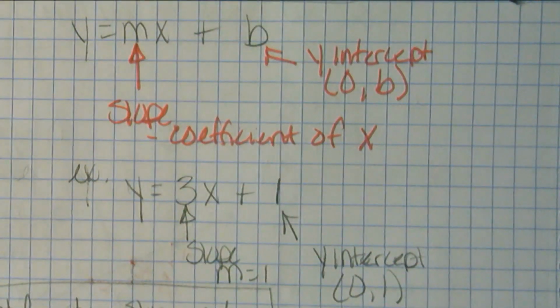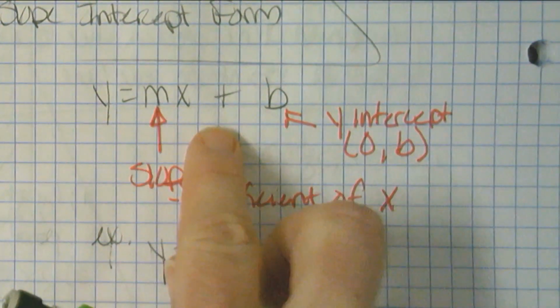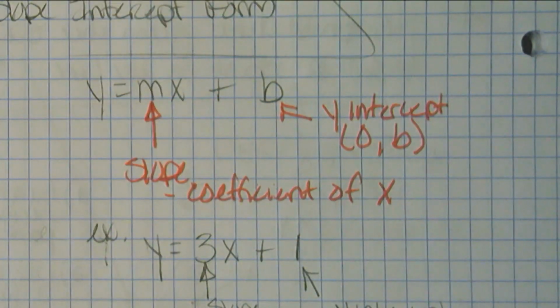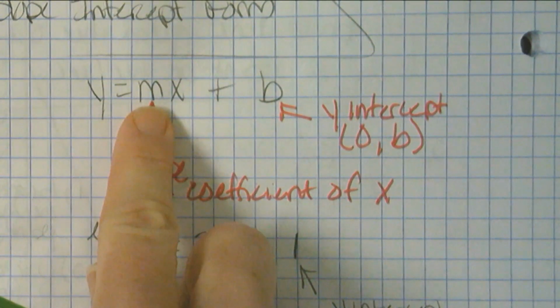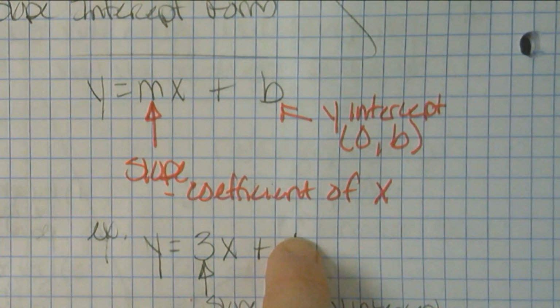Thank you. Okay, so when we talk about slope-intercept form, this is slope-intercept form. Y equals mx plus b. That's the format for it. Here's your slope. I'm hoping all of you noticed that. The slope is always your coefficient of your x.